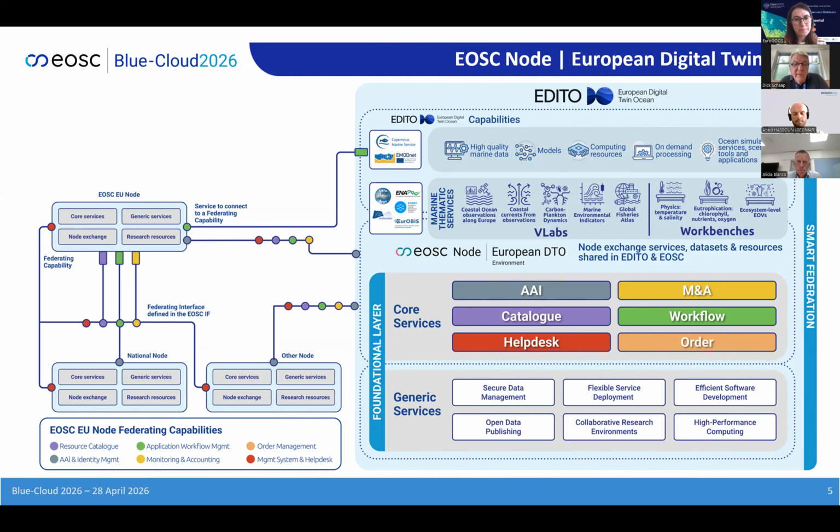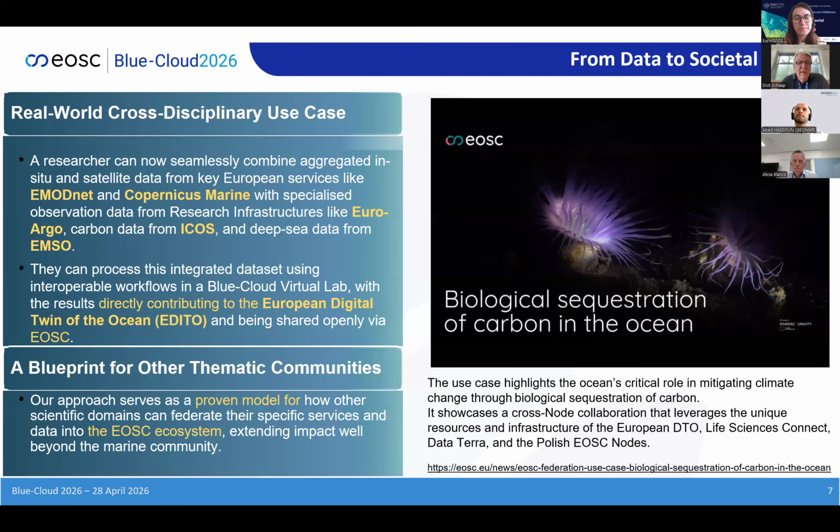And working together with EuroGOOS and Copernicus, first of all, because they are also the EDITO founding partners, but also working together with several research infrastructures. There is also a cross-disciplinary use case, especially with life sciences, where we look at biological sequestration of carbon in the ocean. And it means, in fact, that we try to see how two thematic nodes in the EOS Federation can work together and then achieve synergy, but also cross-fertilization for better analytical results.